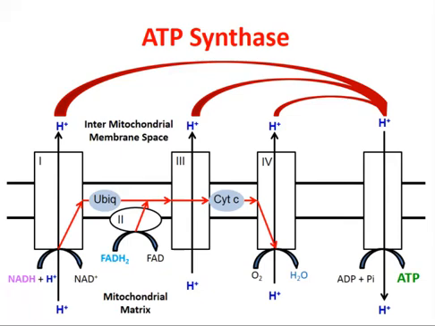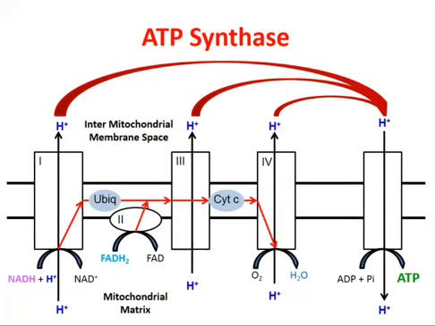So this is similar to a windmill. As wind blows past a windmill, it turns it, and this generates mechanical energy, which can produce electricity. ATP synthase uses this mechanical energy from the hydrogen ions turning that crank to generate ATP.